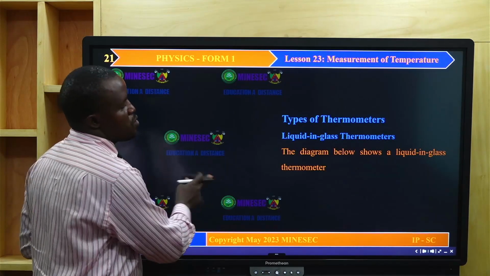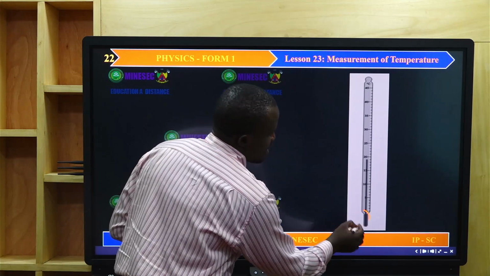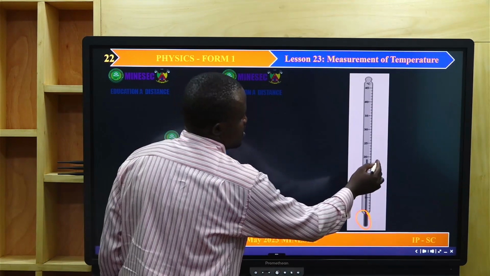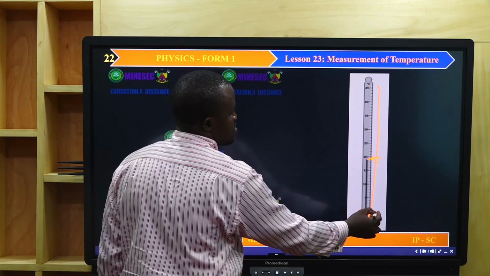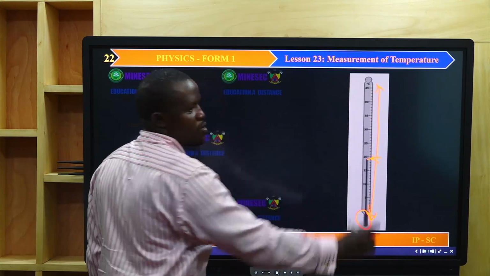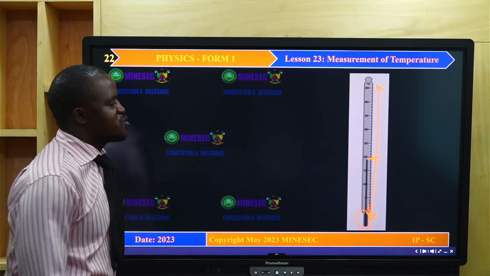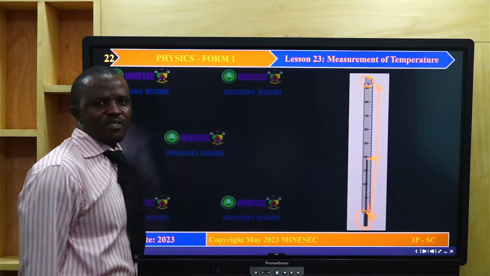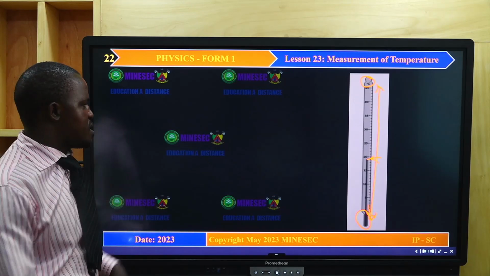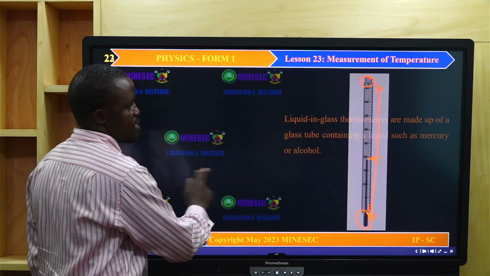So the diagram below shows a liquid in glass thermometer. You can see this, okay? There's this nice portion here. There is this level here. We looked at something a while ago, scale division. And that's a skill. And if you look somewhere at the top here, then you can see very well, it shows degrees Celsius. So it shows that it's measuring something in degrees Celsius, and that's temperature. So that's a liquid in glass thermometer.